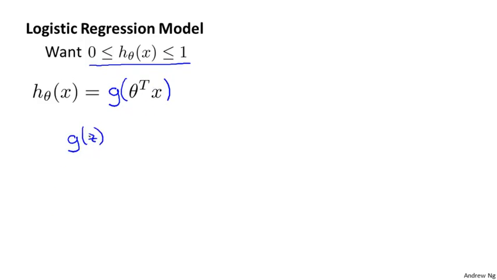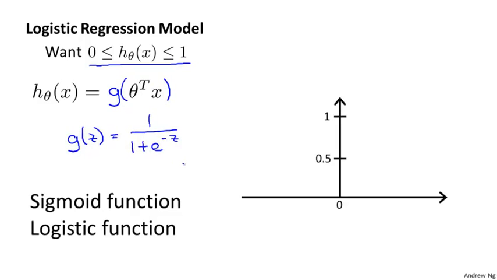G of z, if z is a real number, is equal to 1 over 1 plus e to the negative z. This is called the sigmoid function or the logistic function, and the term logistic function is what gives rise to the name logistic regression. And by the way, the terms sigmoid function and logistic function are basically synonyms and mean the same thing. So the two terms are interchangeable, and either term can be used to refer to this function g.